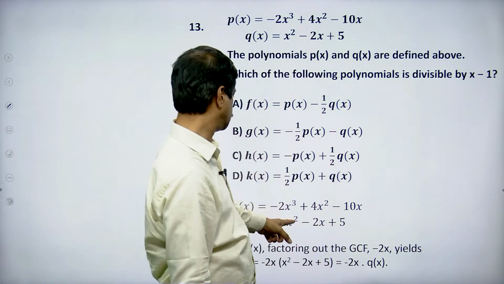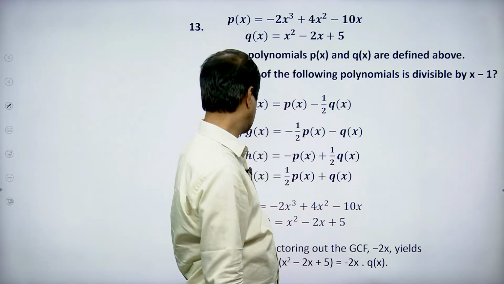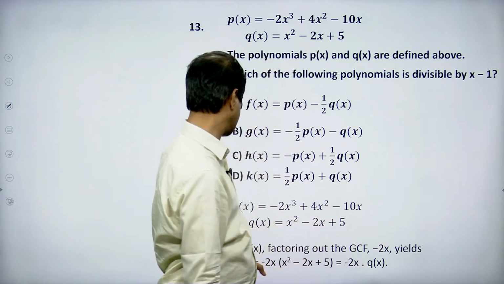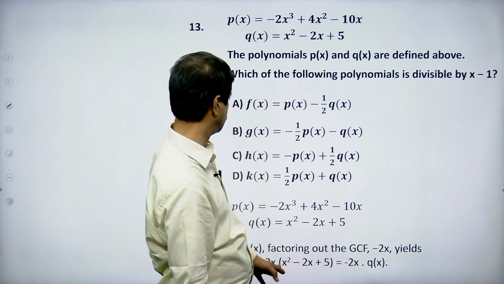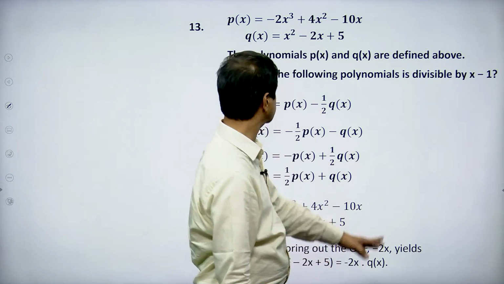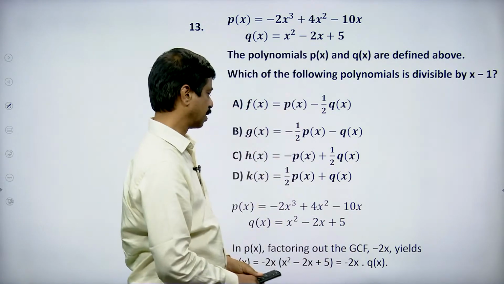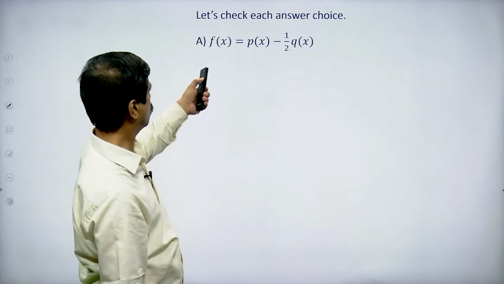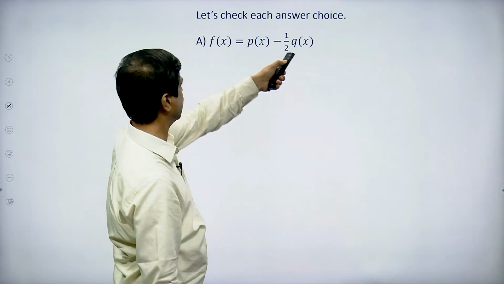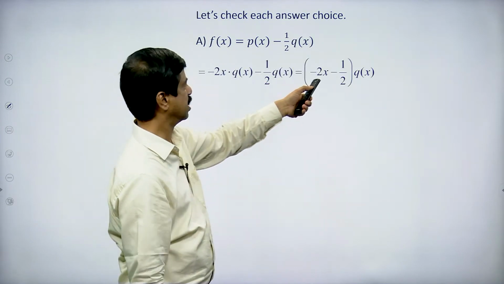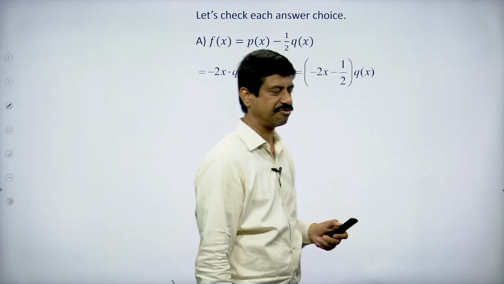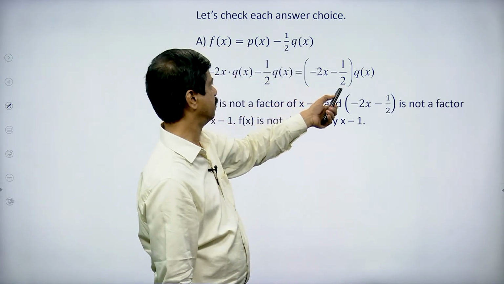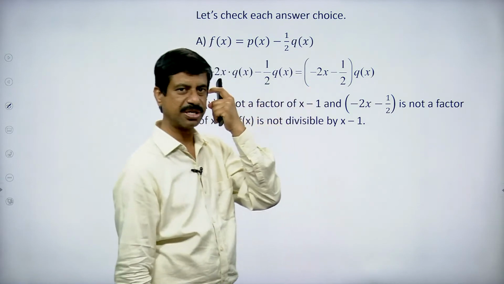So for these two, if you find the greatest common factor, you will get P of x as minus 2x into Q of x. So option A, we will take this and find it out. You will get minus 2x minus half into Q of x. Now whether x equal to 1 is a factor or not here, it is not a factor because x minus 1 should be there.